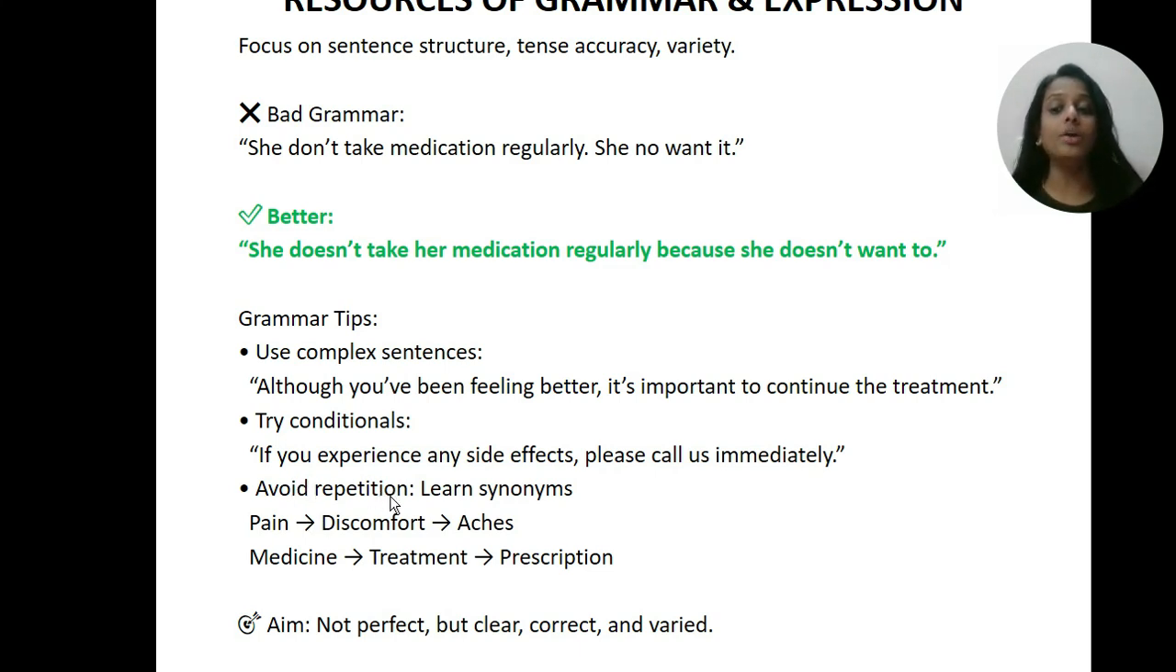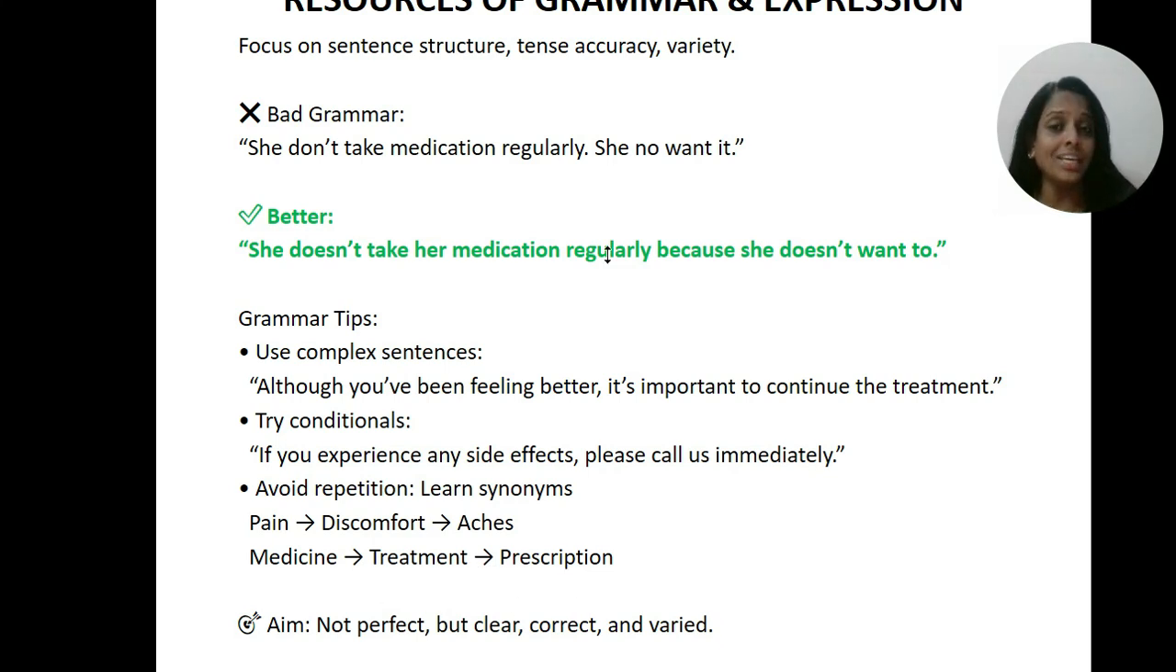And try to avoid repetition. Try to learn synonyms. So, for the word pain, instead of using the word pain again and again when you're explaining it to the patient, you can use words such as discomfort or aches. And for medicine, you can say treatment or prescription based on the context.